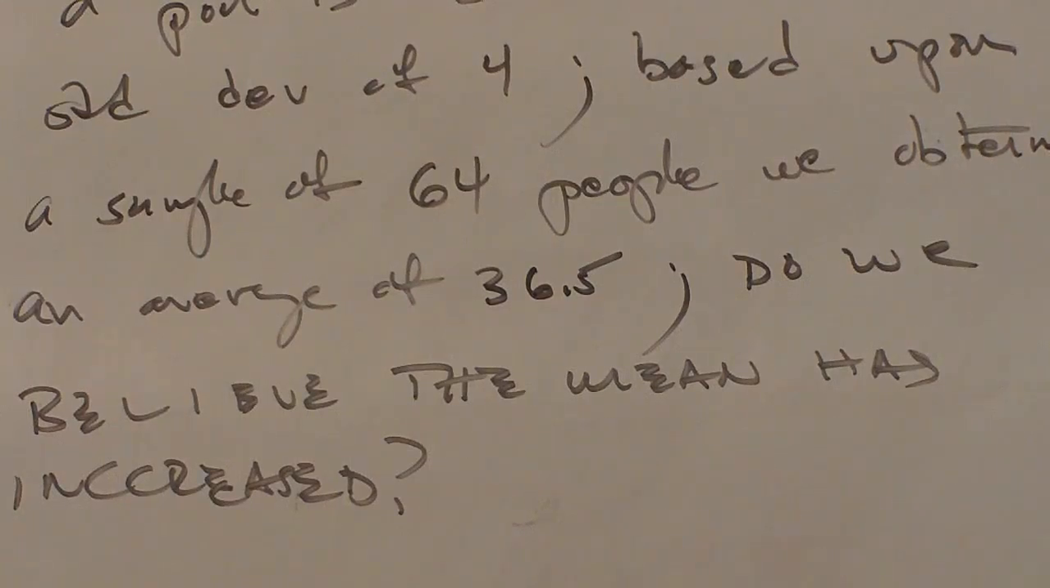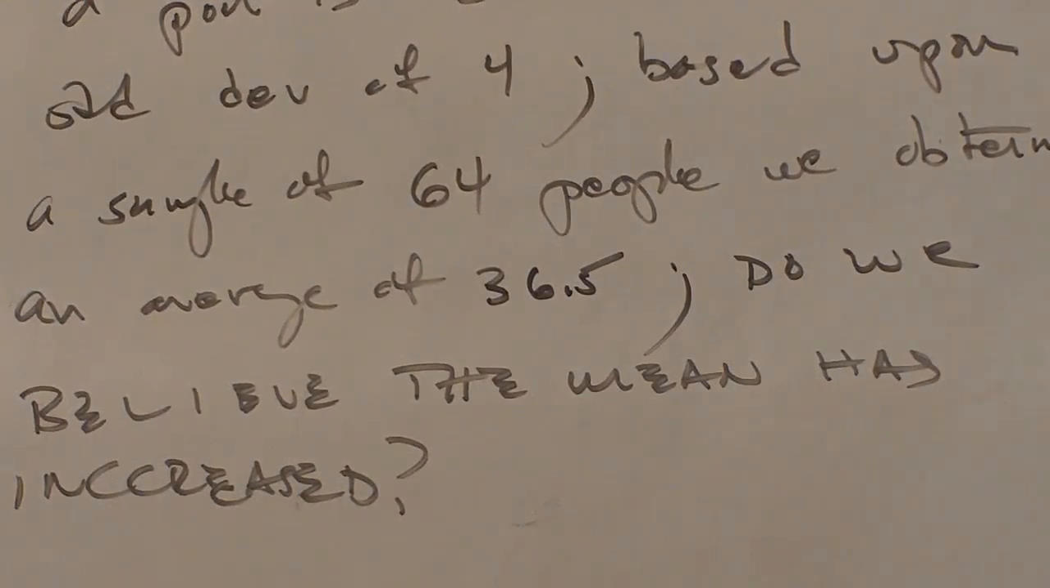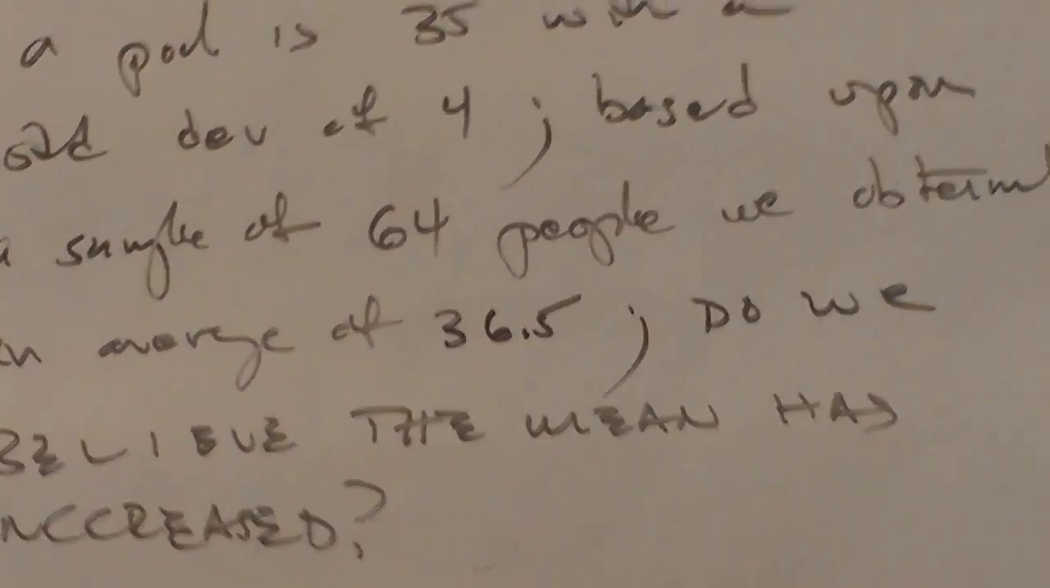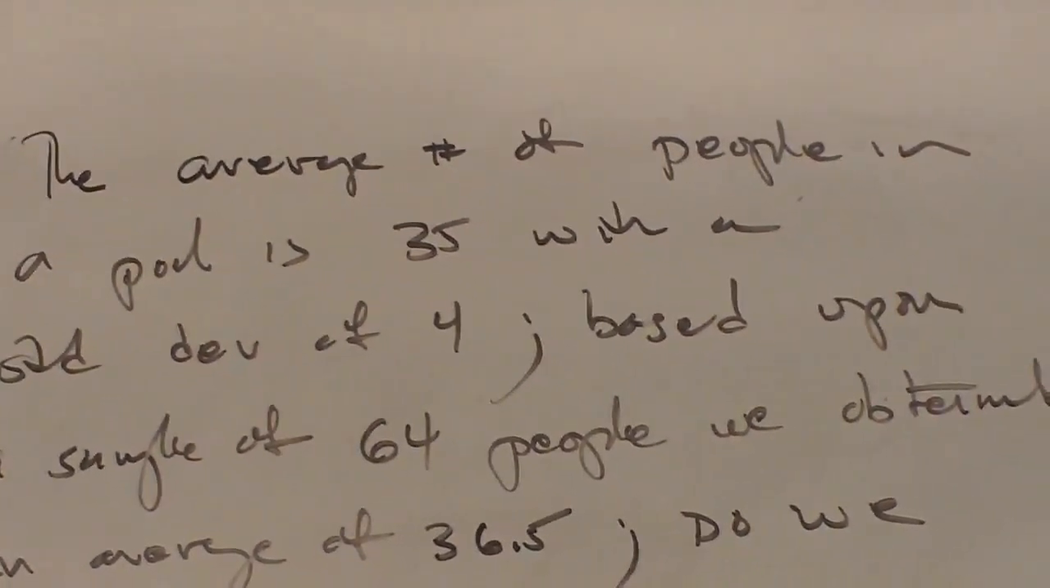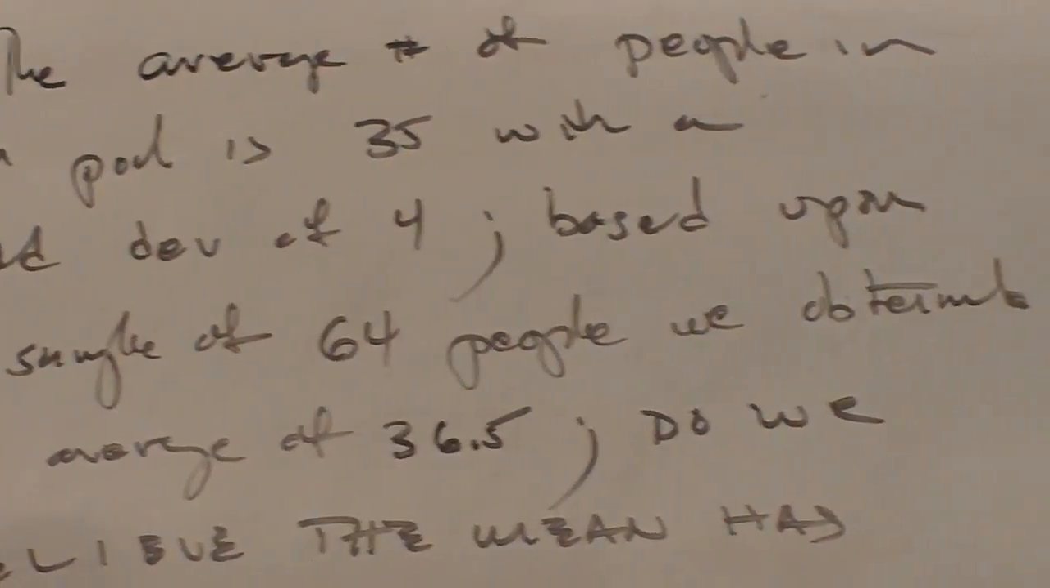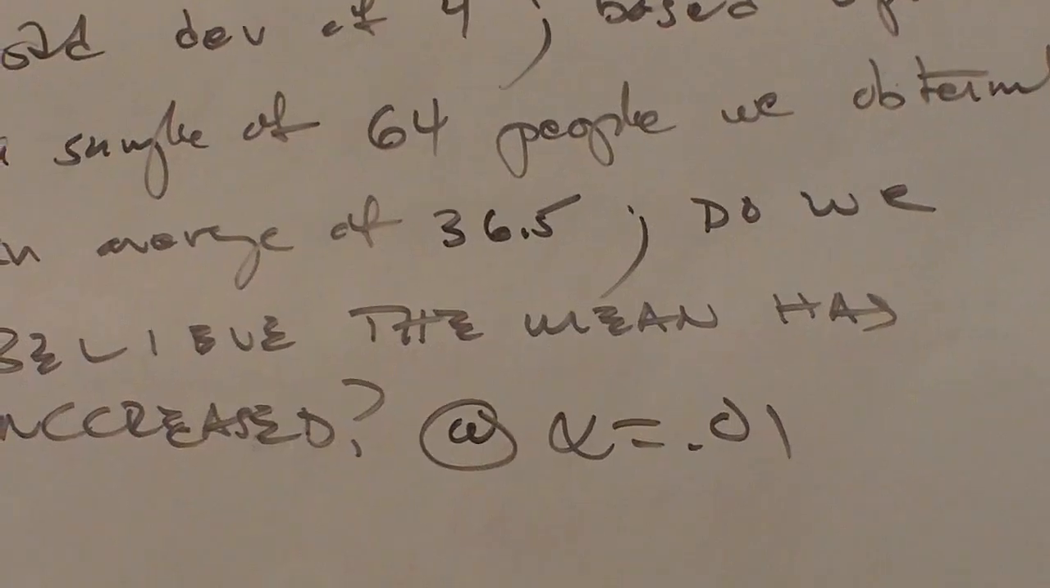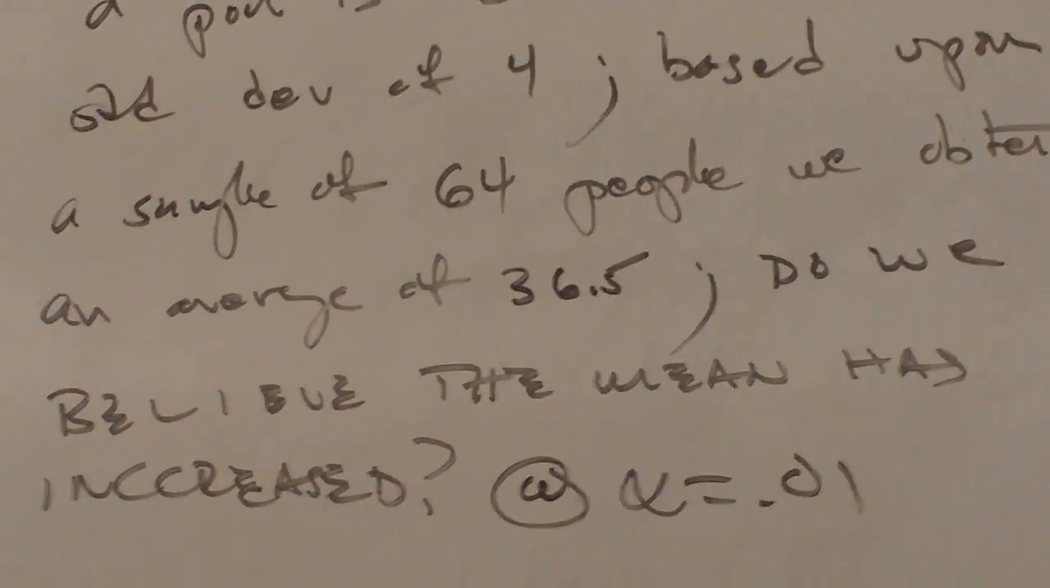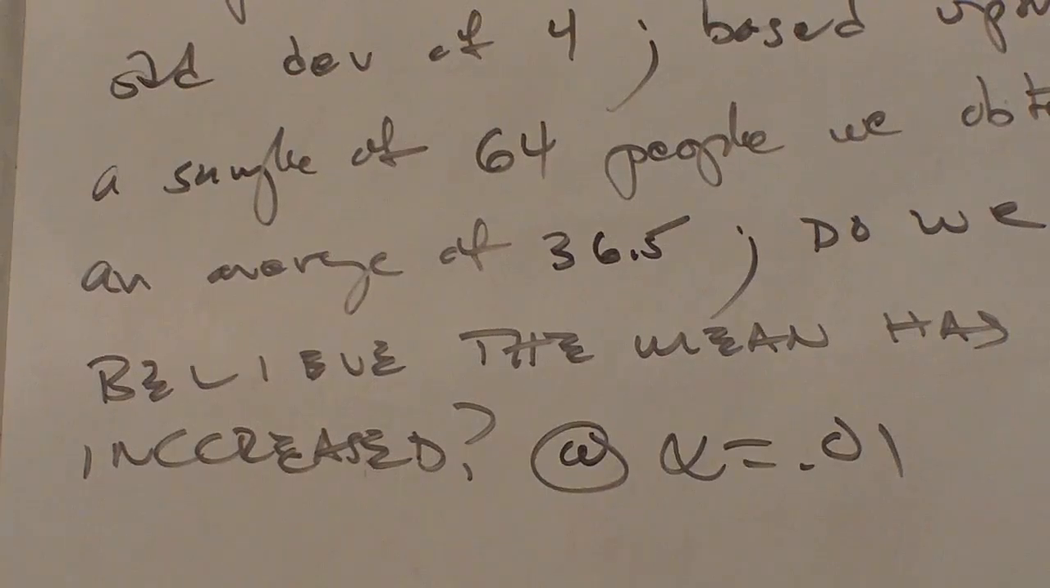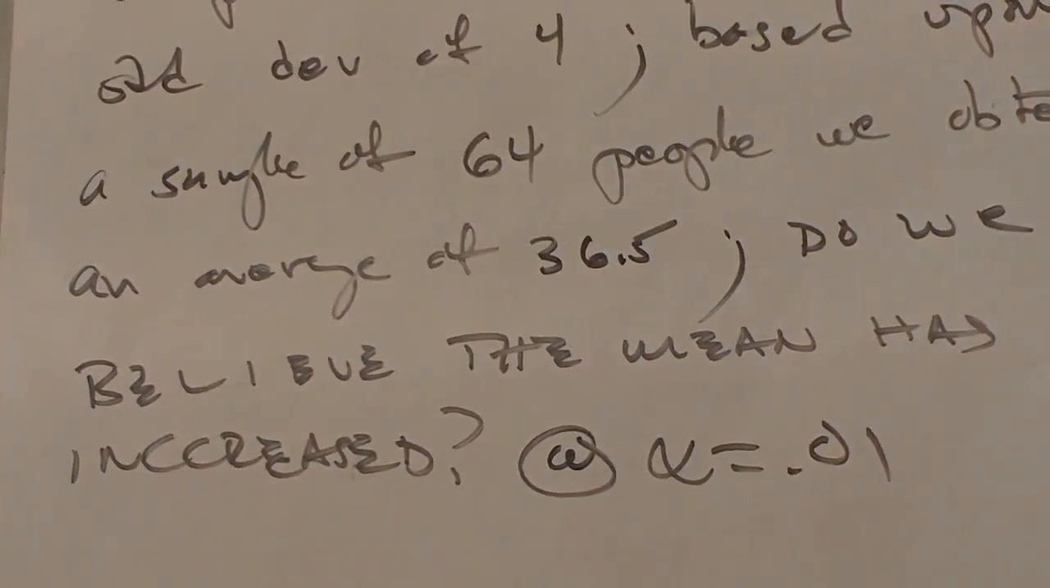The average number of people in a pool is 35 with a standard deviation of 4. Based upon a sample of 64 people, we obtained an average of 36.5. Okay? So do we believe the average has increased? And then we need an alpha of 0.01. You have to have the alpha value. So, hypothesis test, right?